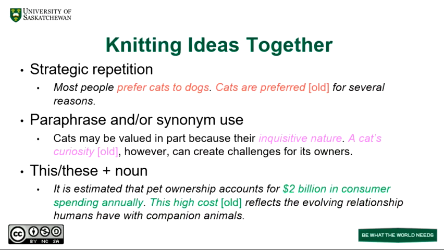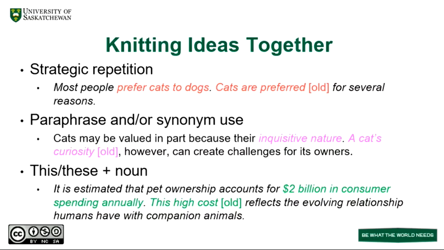Cats may be valued in part because of their inquisitive nature. A cat's curiosity, however, can create challenges for its owners. So inquisitive nature, another way of expressing that concept is to say something like a cat's curiosity. So the wording is quite different, but the meaning is the same. And so that's where making use of paraphrase or synonyms can still add some of that variety of expression while still following that old new information structure.